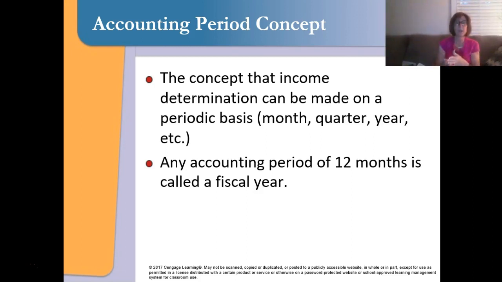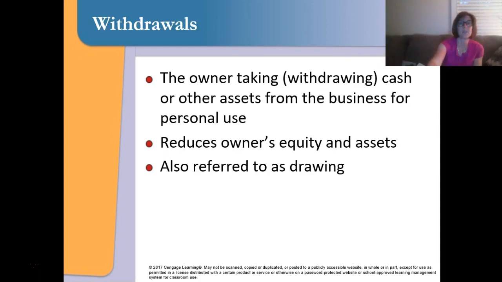And fiscal year is different from calendar year. A calendar year begins on January 1 and ends on December 31. On the other hand, a fiscal year could begin on any day of the year and end 365 days later. And that would be a fiscal year.